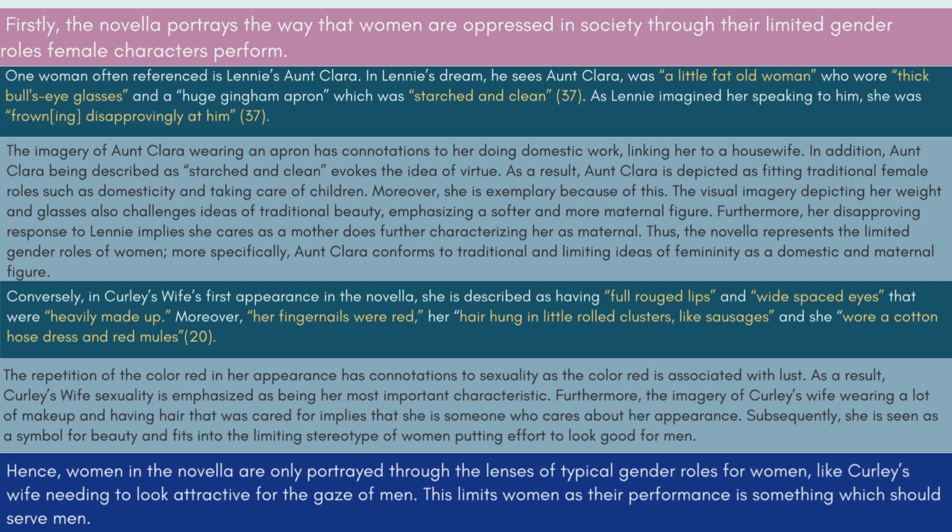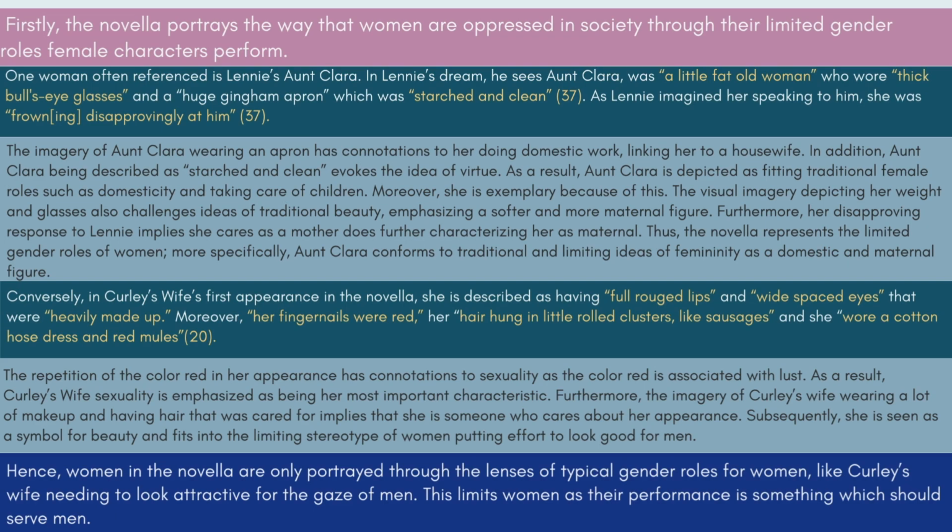Next piece of evidence. Conversely, in Curly's wife's first appearance in the novella, she is described as having full rouged lips and wide-spaced eyes that were heavily made up. Moreover, her fingernails were red. Her hair hung in little rolled clusters like sausages, and she wore a cotton house dress and red mules.